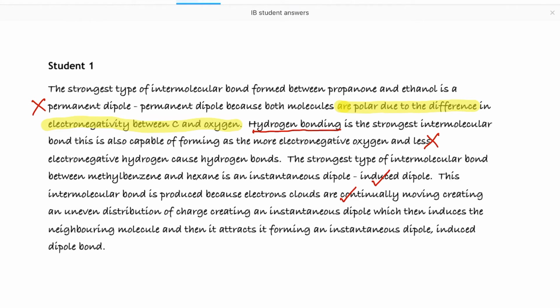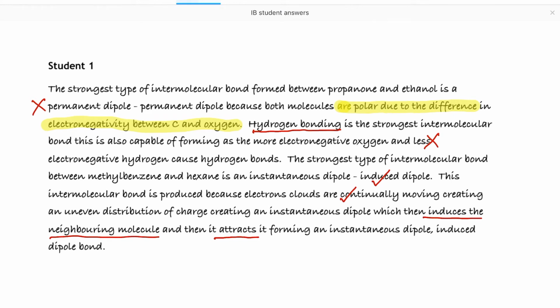This creates an instantaneous dipole, which then induces the neighbouring molecule. This is not very clear. Induces what? Induces a dipole is what we're looking for in the neighbouring molecule. And then it attracts. Although in this particular mark scheme that in itself doesn't get a mark, it's really important to say that because in lots of mark schemes it would.